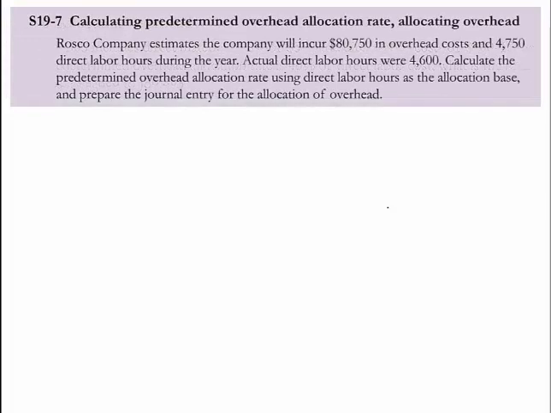And let's see. Here is the Roscoe company estimating that they will have, okay, so now we're going to come up with a predetermined overhead rate and then allocate it to the job. So this is what they're estimating their overhead costs are going to be. They're using direct labor hours, and this is how many they're anticipating, 4,750. So let's do the predetermined overhead rate first. Predetermined overhead rate. So again, we take the estimated overhead in dollars over the estimated cost driver, which in this case is direct labor hours.